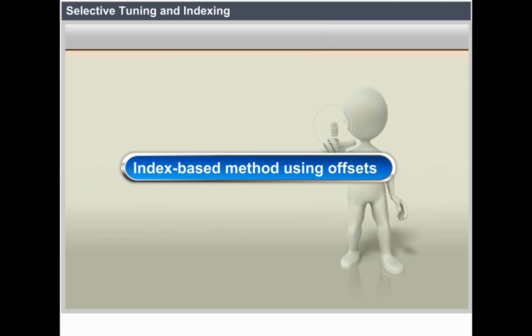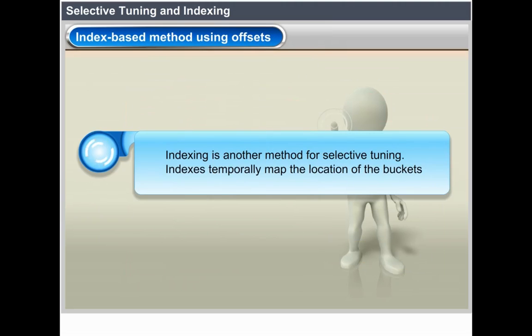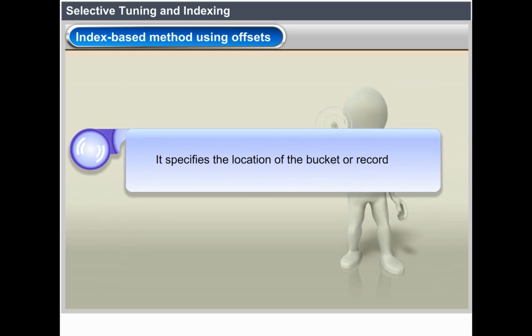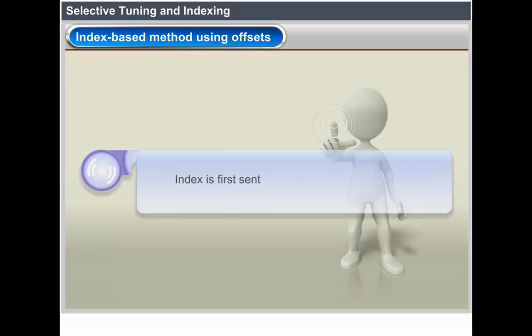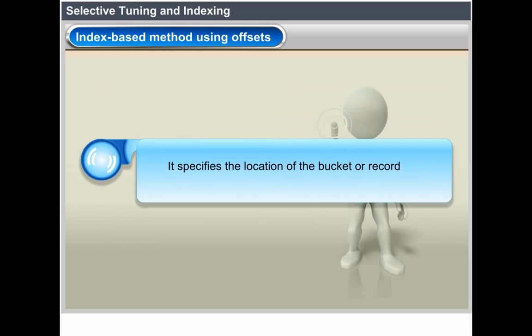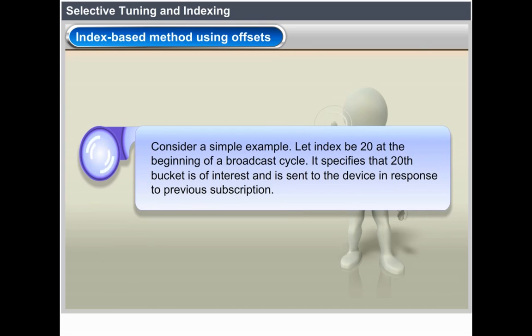Index-based method using offsets. Indexing is another method for selective tuning. Indexes temporarily map the location of the buckets. In a broadcast cycle, a number called index can be first sent. It specifies the location of the bucket or record. Consider a simple example. Let the index be 20 at the beginning of a broadcast cycle. It specifies that the 20th bucket is of interest and is sent to the device in response to previous subscription.